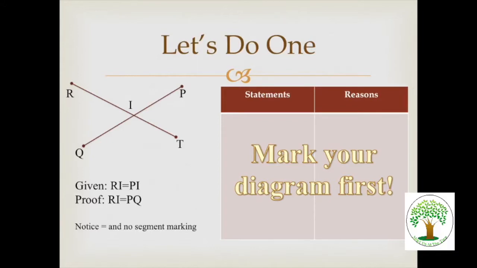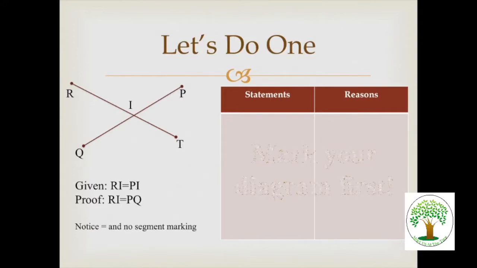I want you to mark right now that RI and PI are equal to each other. I want you also to know that we're not talking about congruent yet, but we're going to talk about everything in equals because you just did properties of equality, and so we're going to be talking about only equals right now. So I'm going to get out my marker. Mark your diagram. Mark that RI and PI are equal to each other.